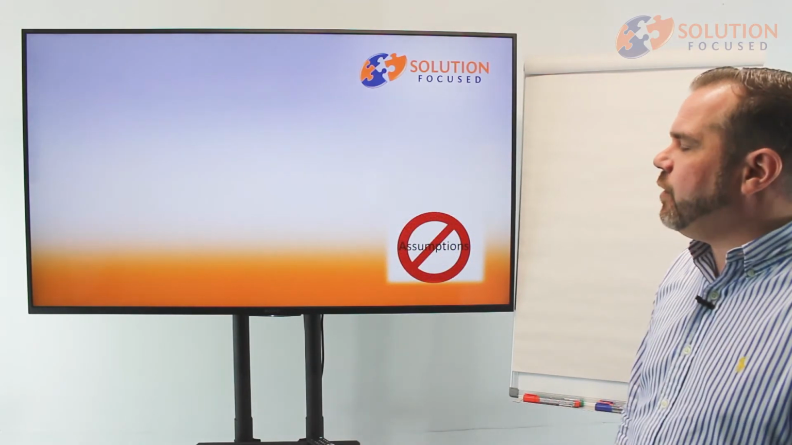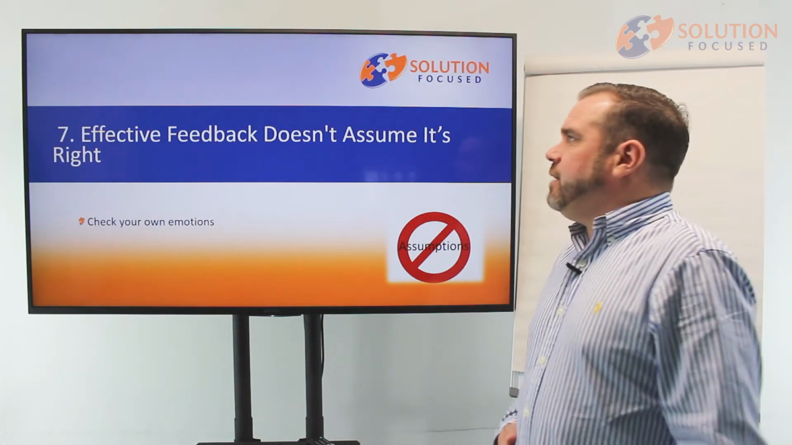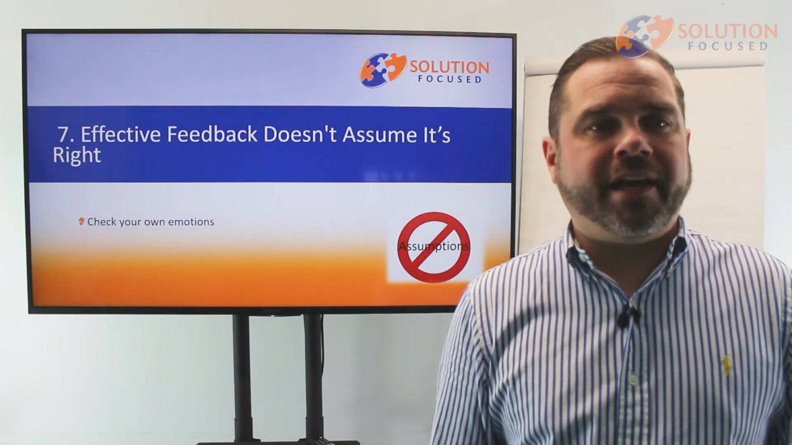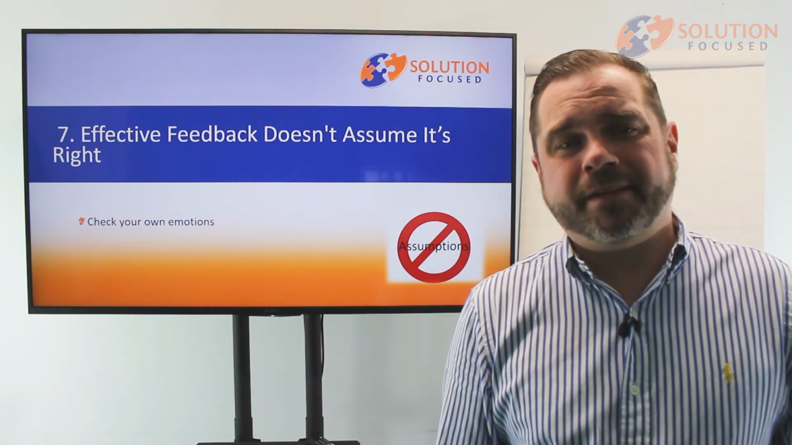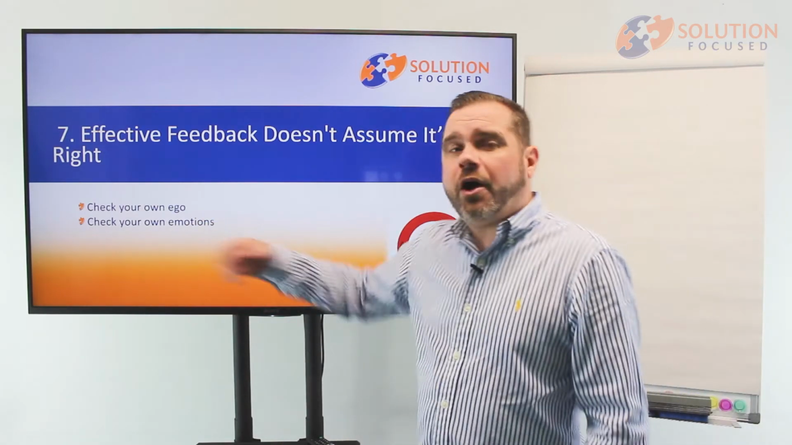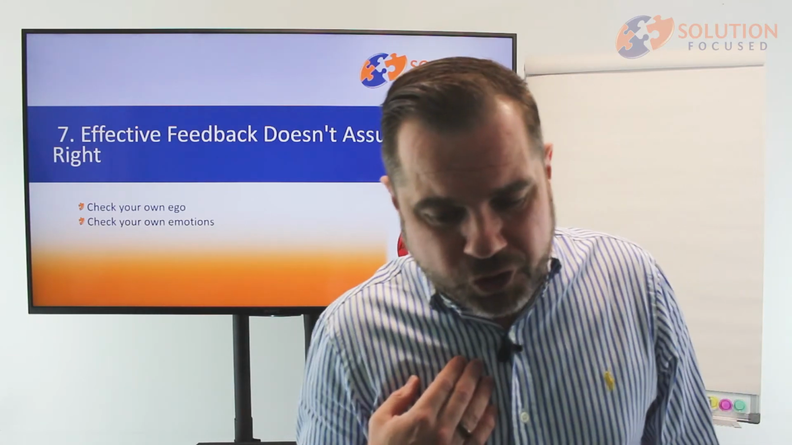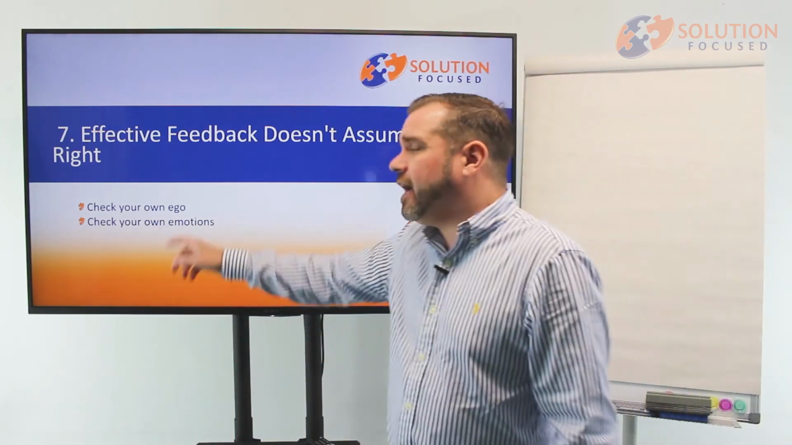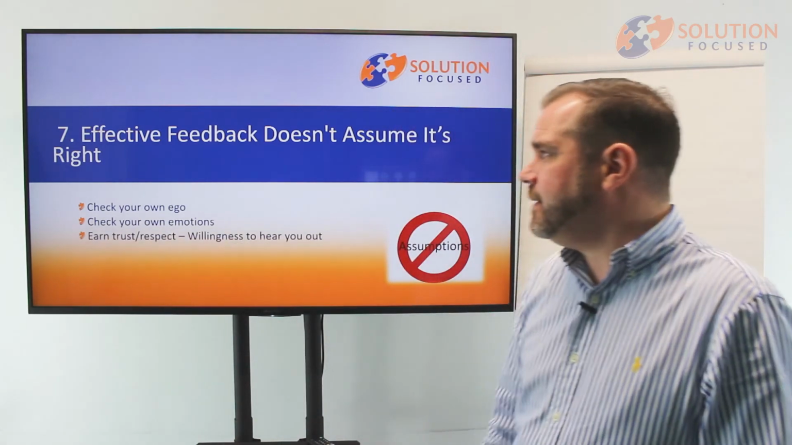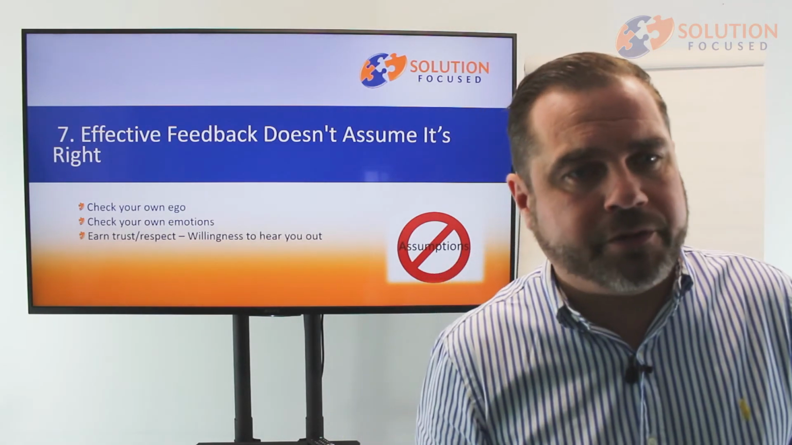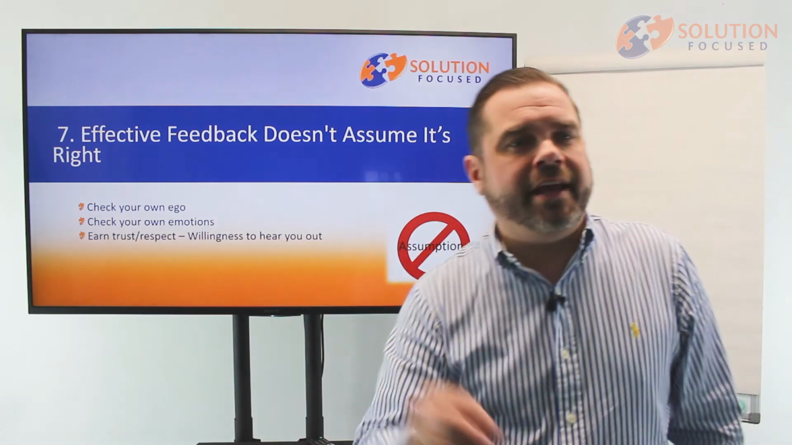And the last one, to finish you off today: effective feedback doesn't assume it's right. Don't assume the feedback that you're giving people is correct. You need to make sure it's correct. Okay? Make sure you've got your facts. Check your own ego first. Make sure you're not just thinking you're right. Just because you've done it that way for a long time doesn't necessarily mean it's the right way to do things when you're giving feedback. Check your own emotions are in place, which we've talked about. Earn trust and respect. If you can get to that level of relationship with somebody, it's easier to give feedback.